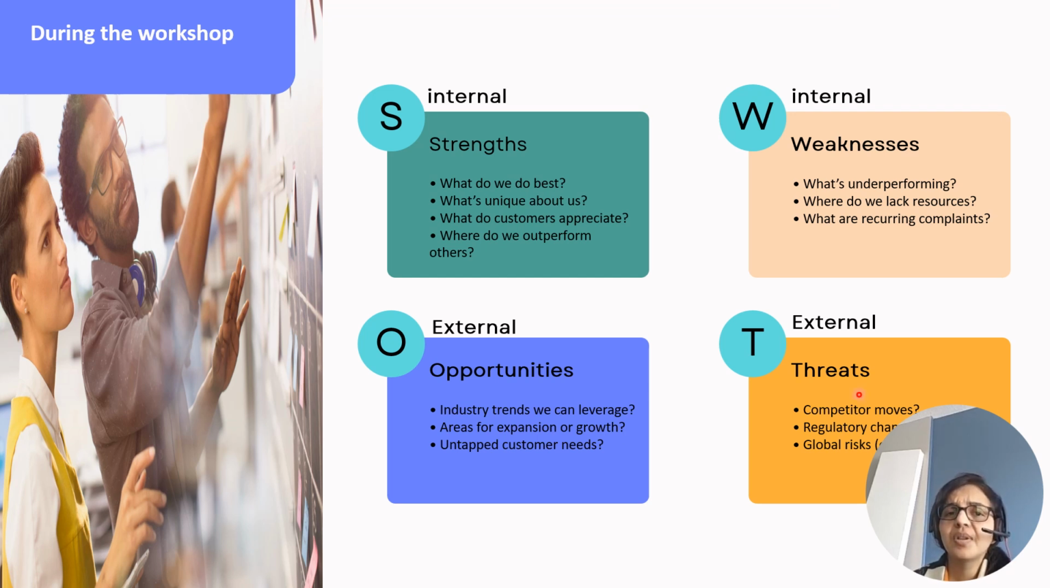Threats are external risks that could harm your project or business. For example, competition, some compliance problem, or policy shifts, or major environmental changes. So, for example, COVID hit, so that was a threat to most businesses. So, some things like that. So, what will you do during the workshop? You will ask people to put their thoughts in each of the quadrants, each of the sections of the grid.